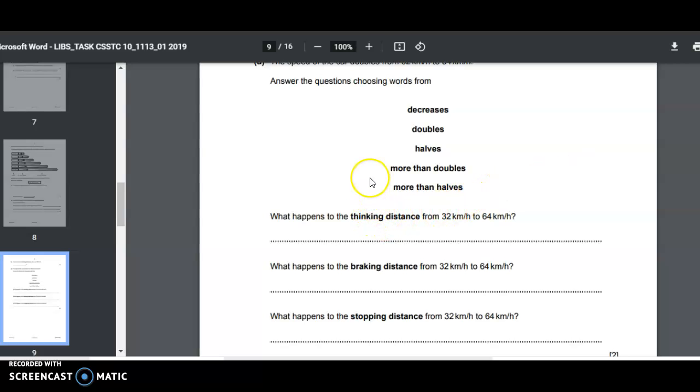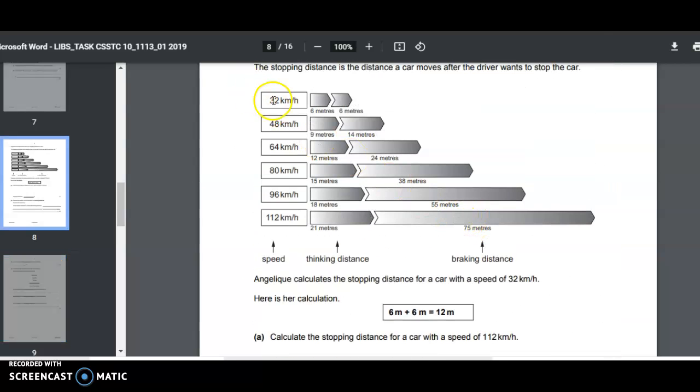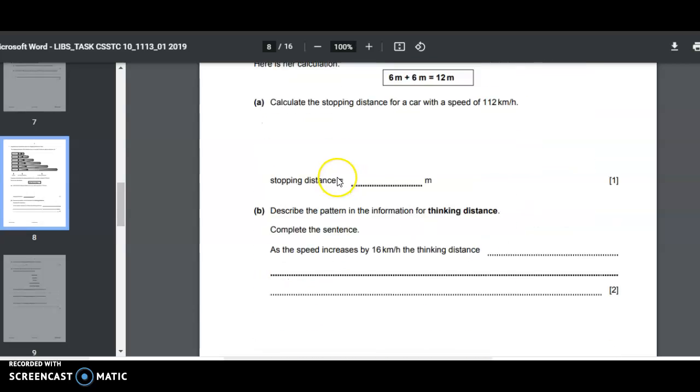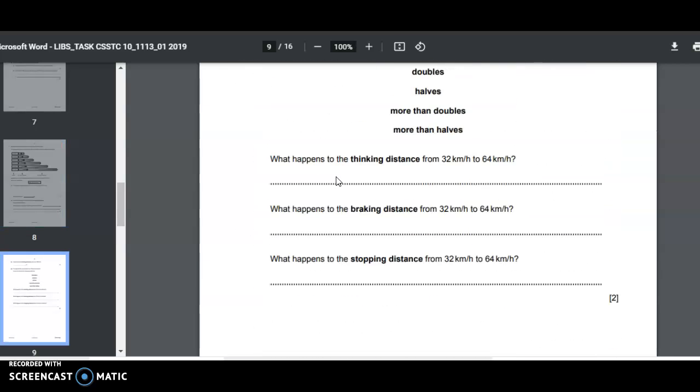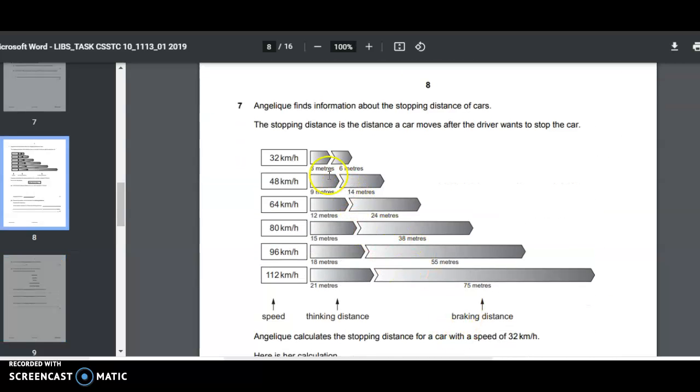So make sure you're looking at the correct column for each one. So what happens in the thinking distance from 32 to 64? So we're here, but the thinking distance is going to be, it doubles, right? From 6 to 12. So we're talking first about that. So the answer is doubles. What happens to the braking distance? So now we're here, from here to here. And we went from 6 to 24.